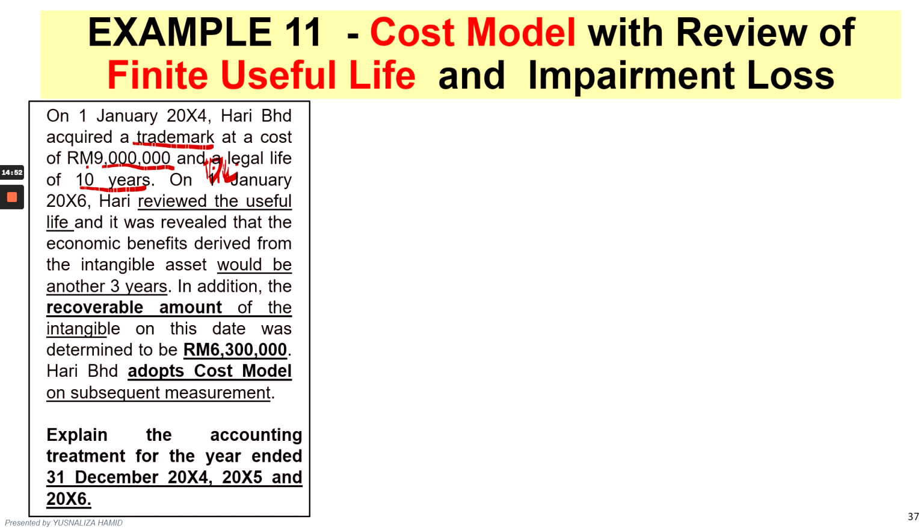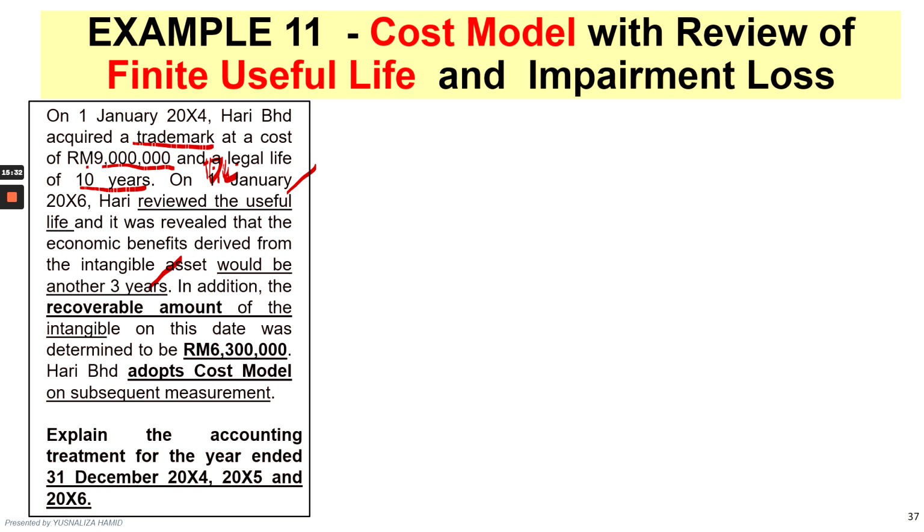And later that legal life was being reviewed, and it is expected that on 1st of January 2006, the expected useful life will just be another 3 years. So it has been reviewed, and now the remaining useful life is 3 years. So you are informed that the recoverable amount of the intangible asset on this date, which is on 1st of January 2006, at the beginning of the year, was 6.3 million. And the company adopted the cost model on subsequent measurement.